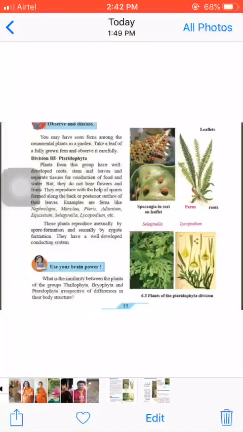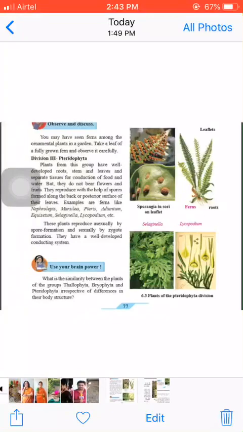You may have seen ferns among the ornamental plants in a garden. Take a leaf of a fully grown fern and observe it carefully. Division third, Pteridophyta. Plants from this group have well developed roots, stem, and leaves and separate tissues for conduction of food and water. But they do not bear flowers and fruits.